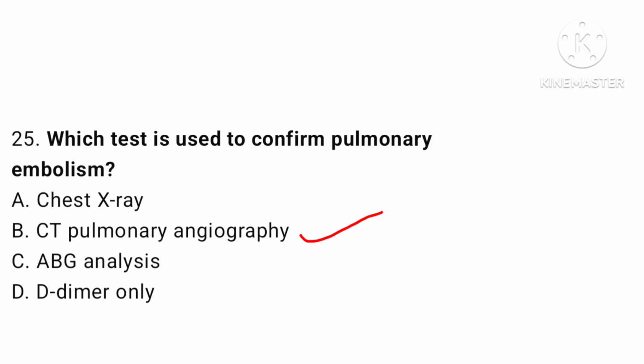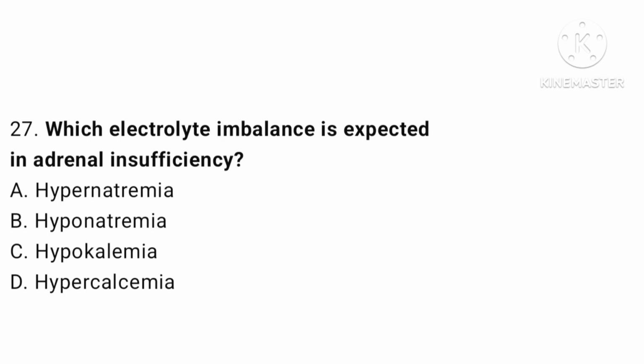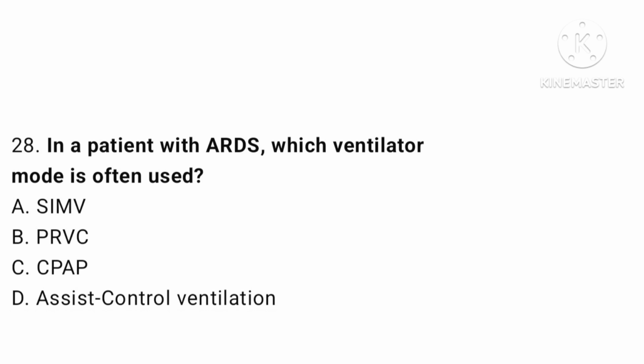Correct option is B. What is the first nursing action if a chest tube becomes dislodged? Correct option is B. Which electrolyte imbalance is expected in adrenal insufficiency? Correct option is B. In a patient with ARDS, which ventilator mode is often used?